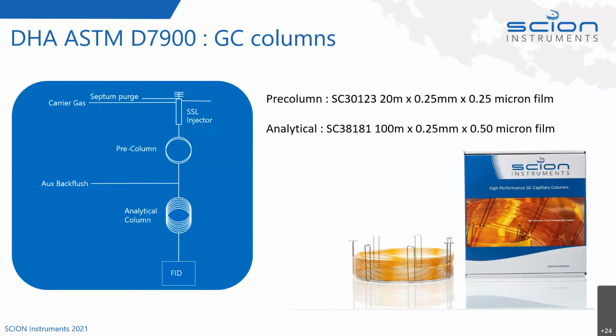So that's the setup. We're going to inject onto a splitless injector. We can use helium carrier gas. We've got our pre-column, which we're going to backflush all the heavier material off, because we're going to only put the light materials up to C9 onto the main analytical column. And then we've got a backflush in play so that we can backflush the heavier material back out the splitless injector.